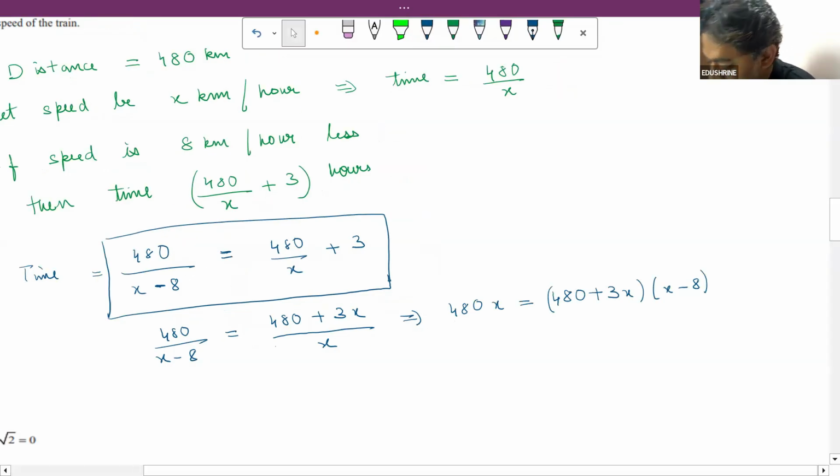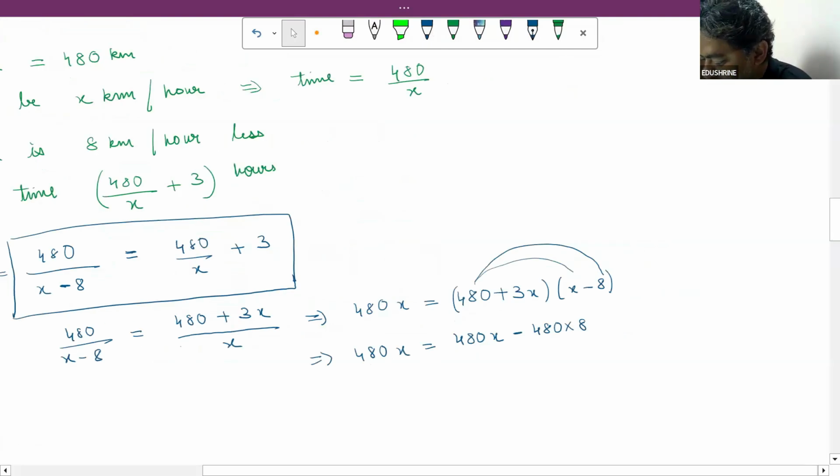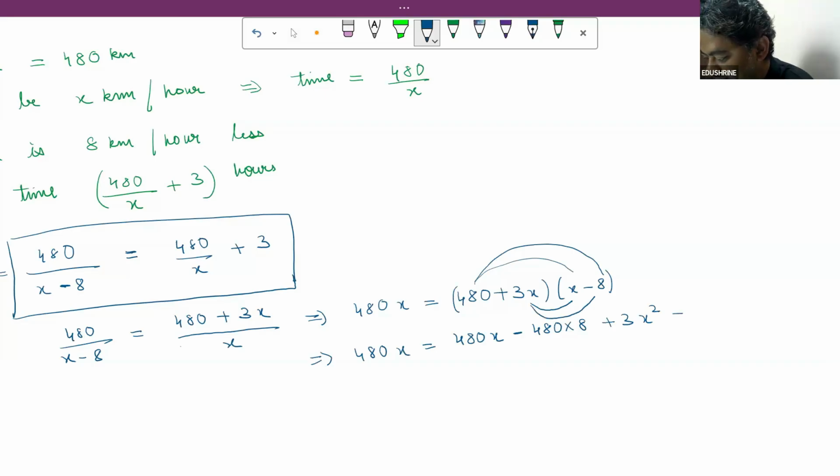Isn't it? Now let us simplify this. 480x is equal to, again distributive property, I'll again repeat, guys, if at all anybody has doubt. So 480 into x will give me 480x. 480 into 8. Let us write it as 480 into 8 for now, and then we will do the calculation. Then 3x into x is 3x square. Then 3x into minus 8 is minus 24x.